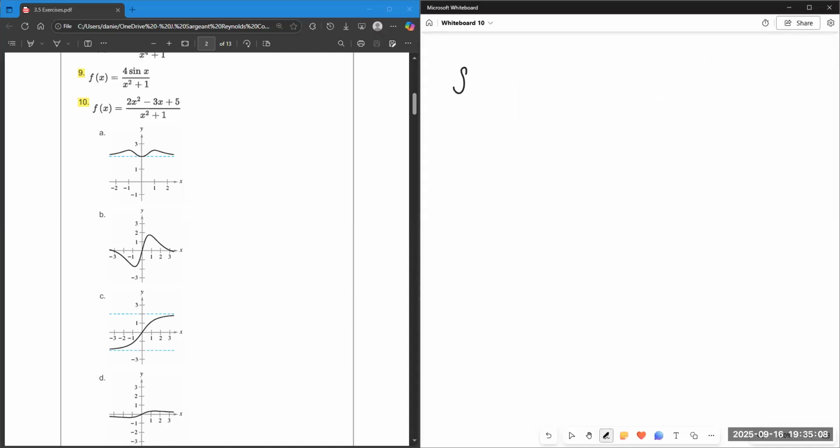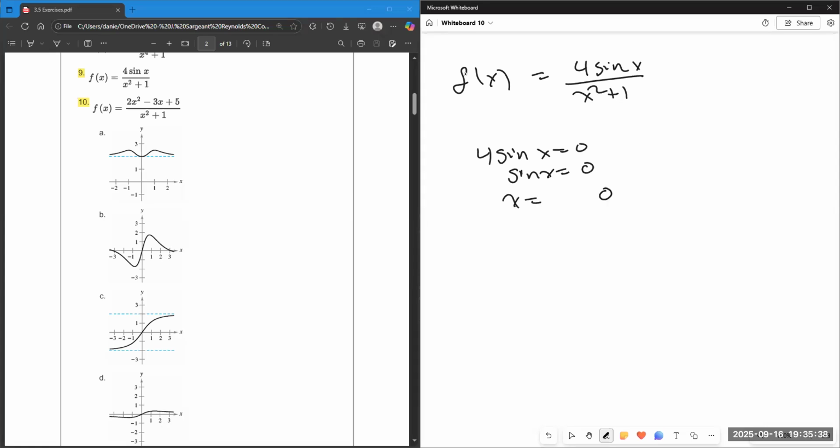Number 9 says f of x is equal to 4 sine x over x squared plus 1. A little bit more complicated, more than a little bit more complicated. But think about the repeating pattern of sine to get our zeros of the numerator. So 4 sine x equals 0, sine x is equal to 0.